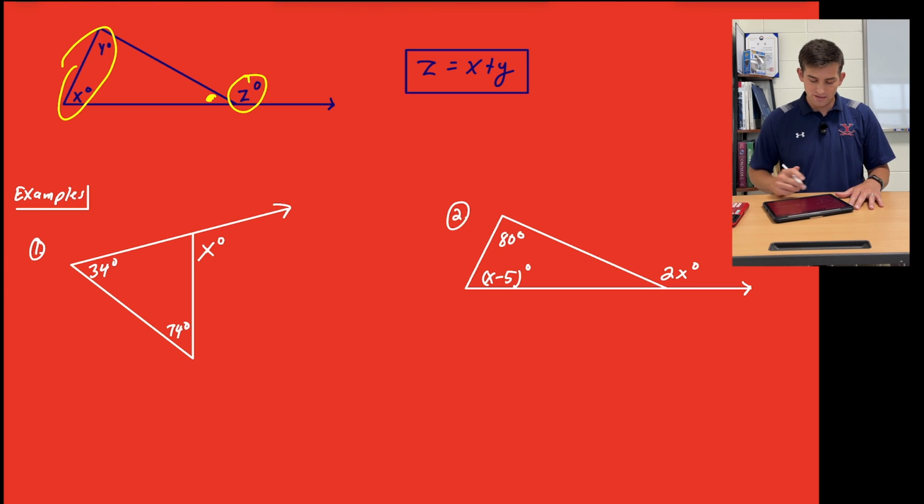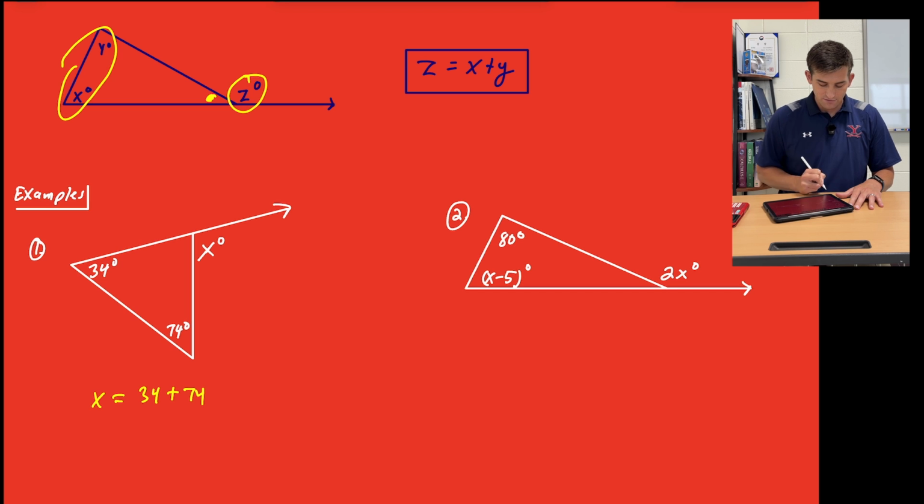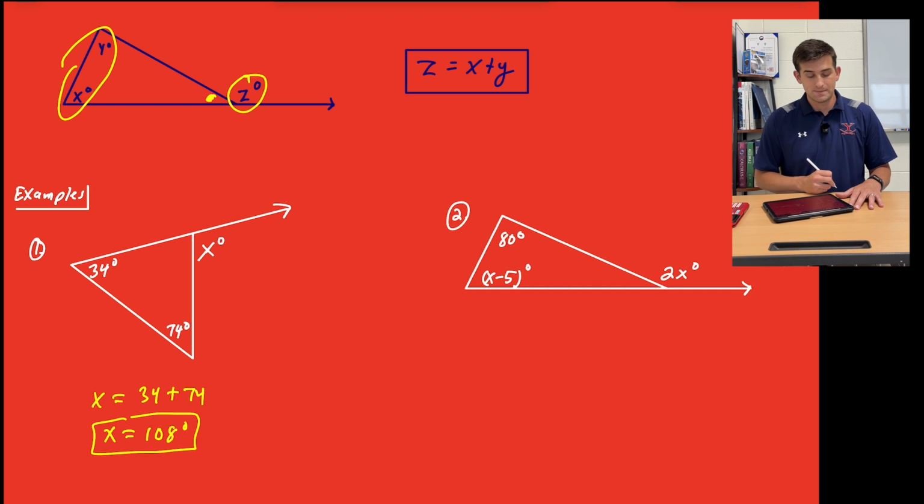So let's look at our couple examples here. We know that we have our exterior angle, and that should be equal to 34 plus 74. Well, 30 plus 70 would be 100, and we have 8 in our ones place, so x should be 108 degrees.